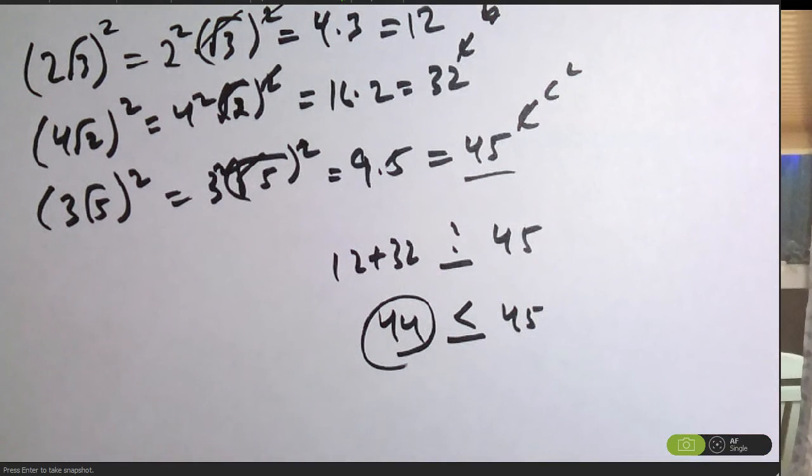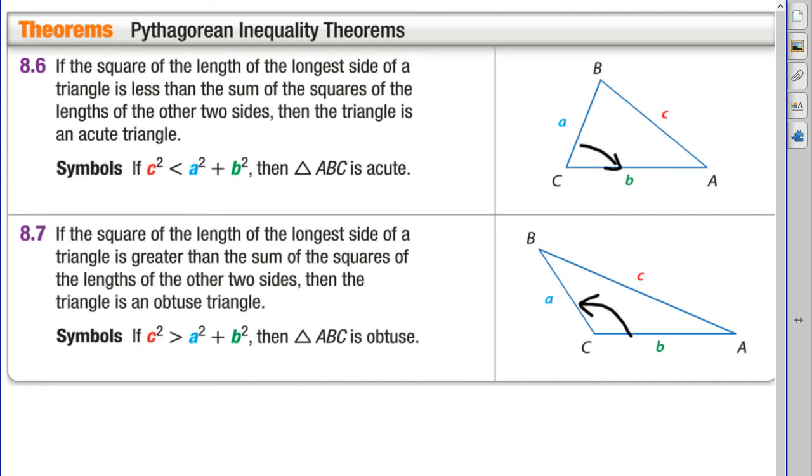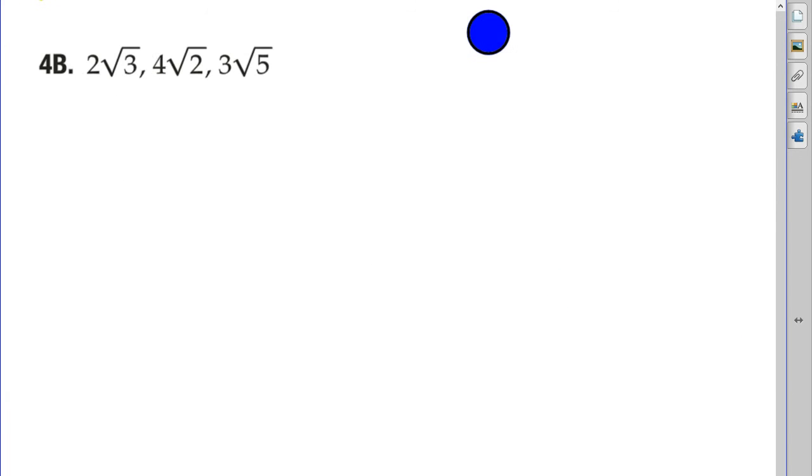So if we go back to our theorem, what does that mean? Well, let's see. A squared plus B squared is less than C squared, meaning this guy right here. And I know it's flipped, so if I flipped it around, it'd be A squared plus B squared is less than C squared here. Oh, this guy is obtuse. Okay. Obtuse triangle.